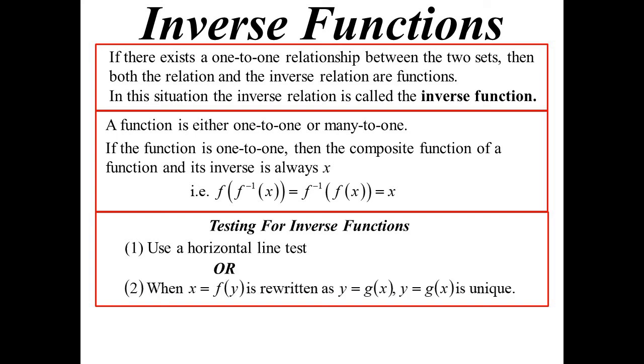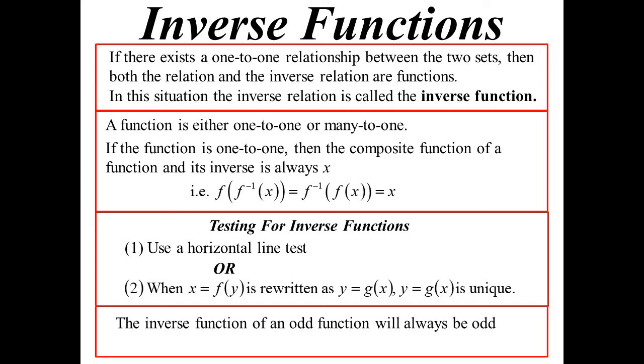The algebraic way of doing it is to swap the x and the y around, so you get x equals the function of y, and then make y the subject. Now if you get something that's unique, so you don't find yourself saying something like plus or minus, then it is an inverse function. Now the inverse function of an odd function will always be odd, whereas even functions will not have inverse functions, because even functions have symmetry in the y-axis, so they will fail the horizontal line test.